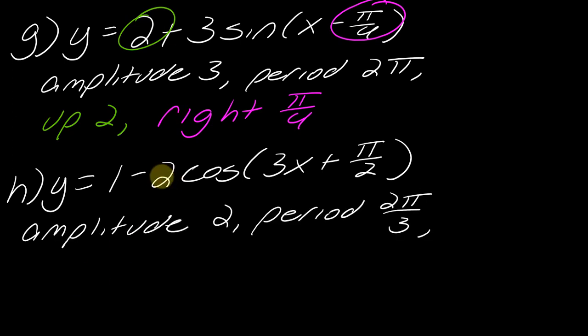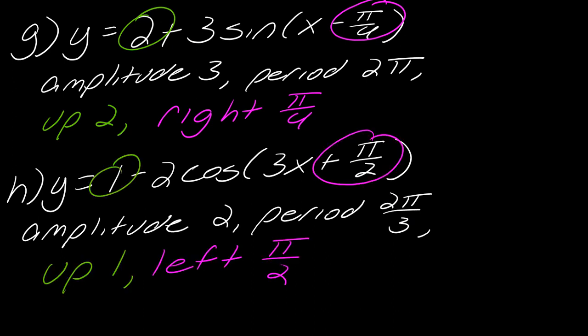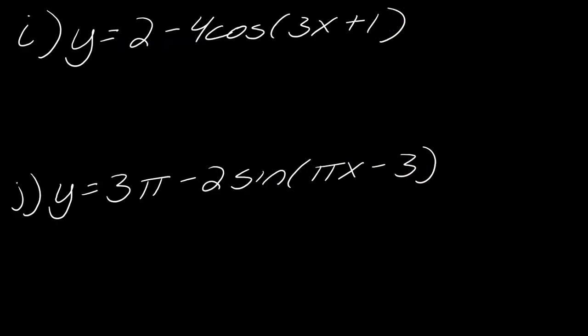Okay, so here my amplitude is 2, and then I've got this 3 attached to the x, so my period is going to be 2 pi divided by that 3. Now I have to worry about this 1 and this pi over 2, so the 1 means that I'm moving up 1, and then this plus pi over 2 means that I'm moving to the left pi over 2.